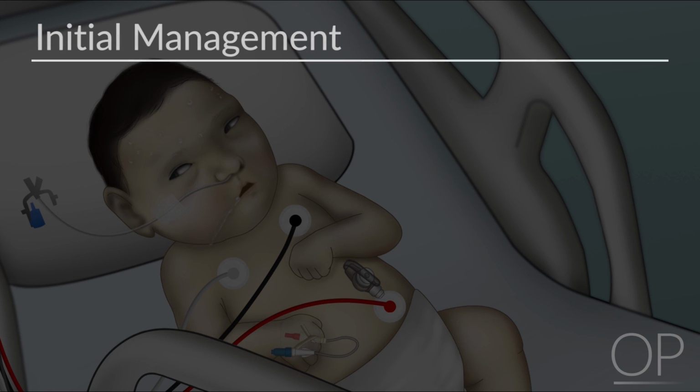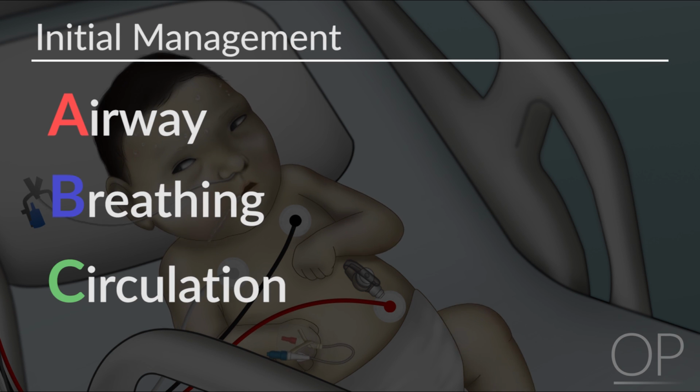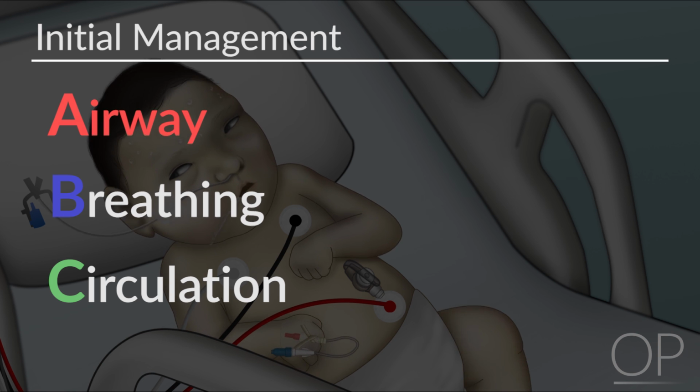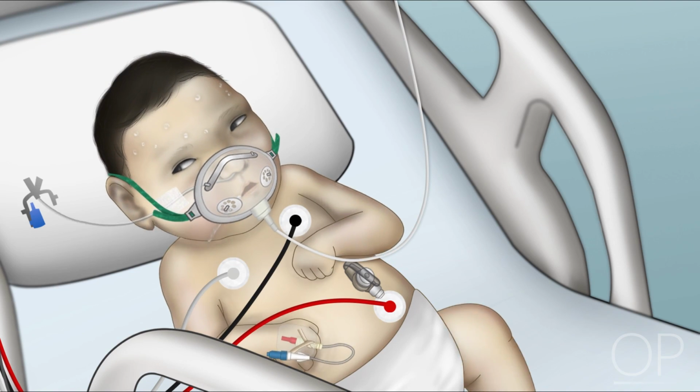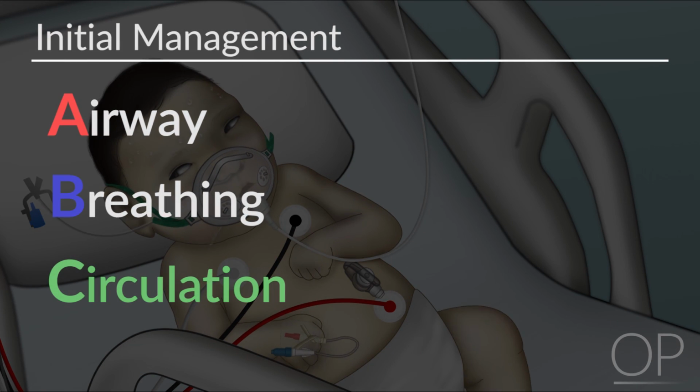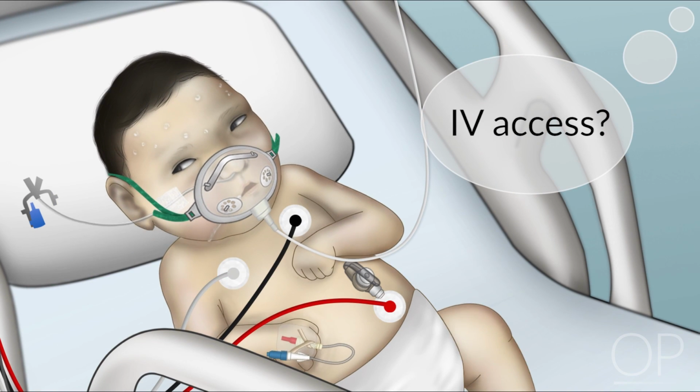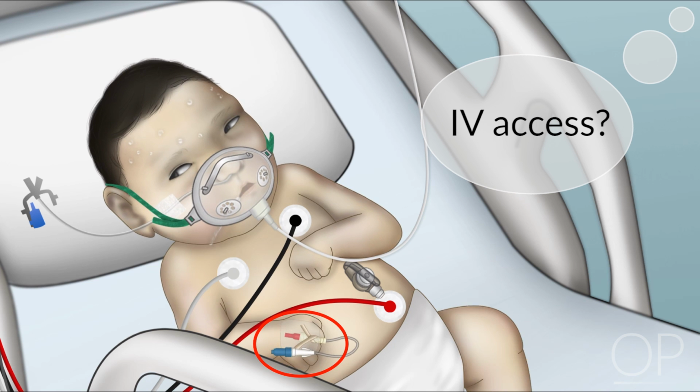Always, your first priority is airway, breathing, and circulation. In this case, he has a patent airway, but is hypoxic, so he needs supplemental oxygen via a mask. He has normal blood pressures, good perfusion, and good pulses. After that's been stabilized, you need to assess, does he have IV access? In this case, he has a peripheral IV in his right upper extremity.